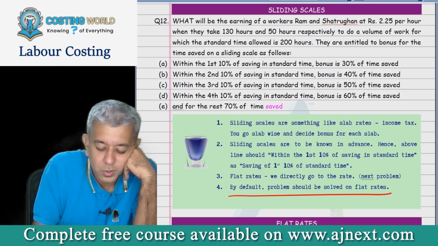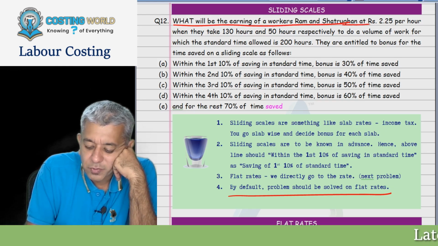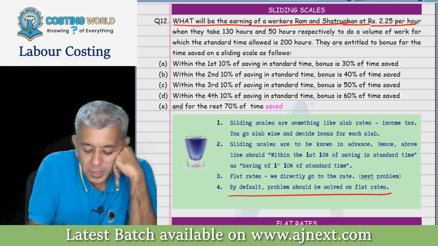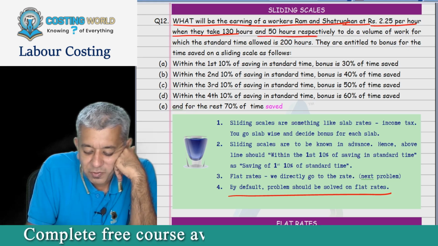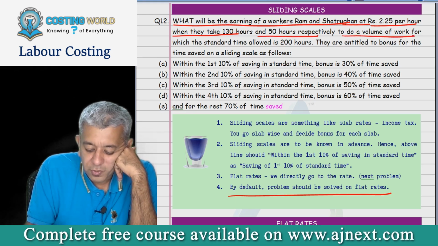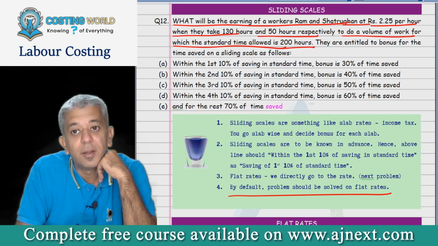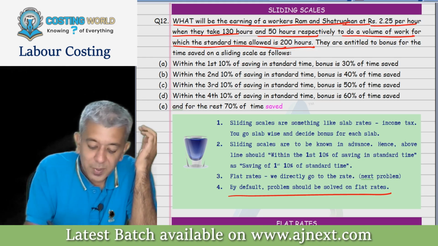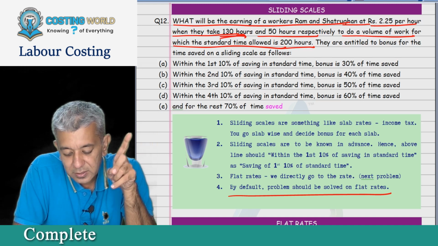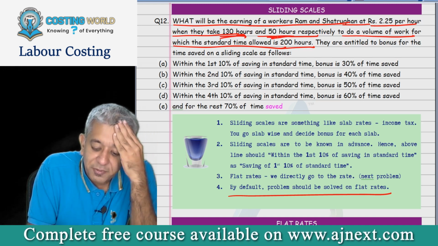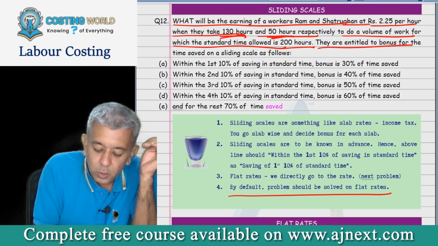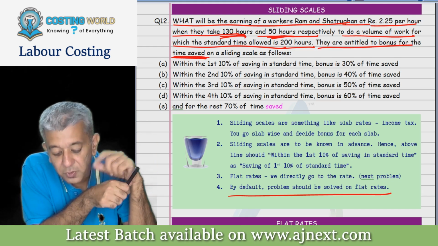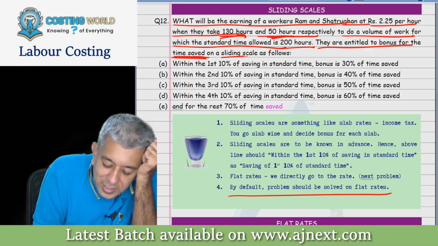Okay, let's do our questions. What will be the earnings of the workers Ram and Shatrughan at 2.25 per hour, when they take 130 hours and 50 hours to do a volume of work for which standard time allowed is 200 hours? So, time allowed was 200 hours. Ram has taken how many hours, beta? 130 hours. Shatrughan has taken how many hours? 50 hours to complete the job. They are entitled to the bonus for the time saved on the sliding scales as follows.